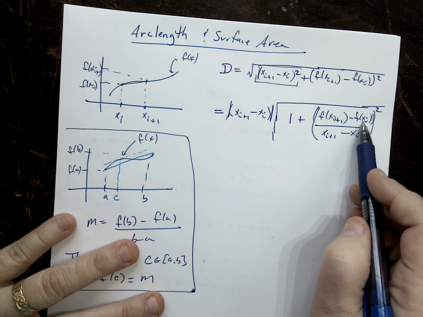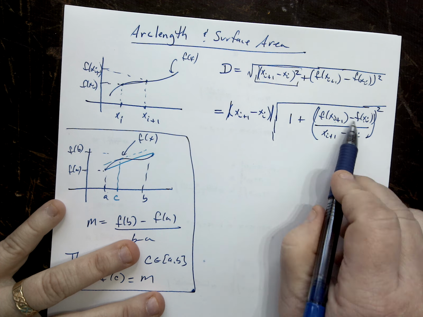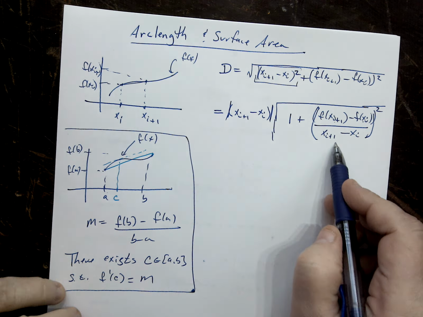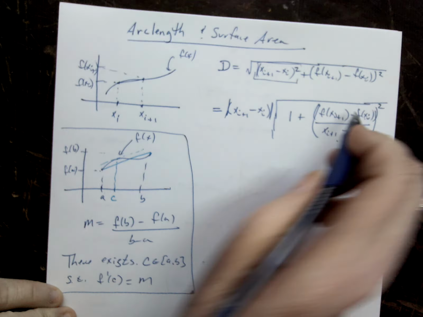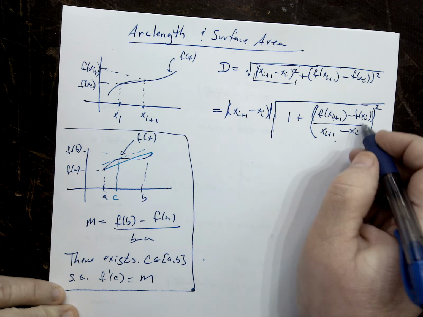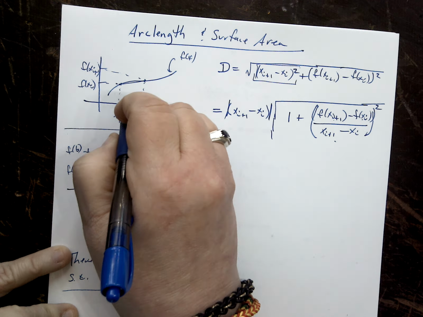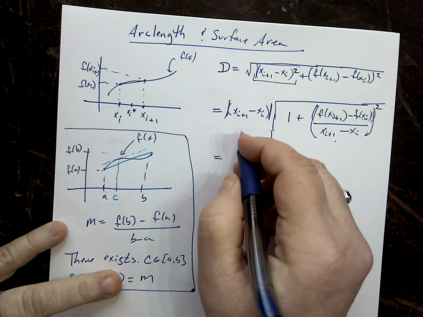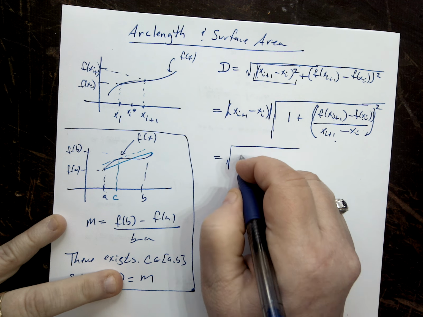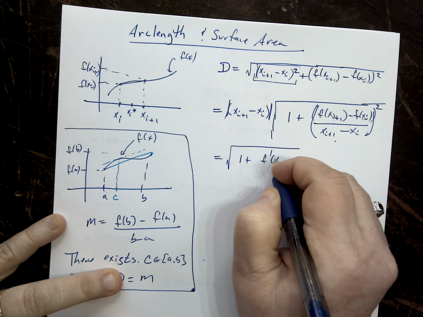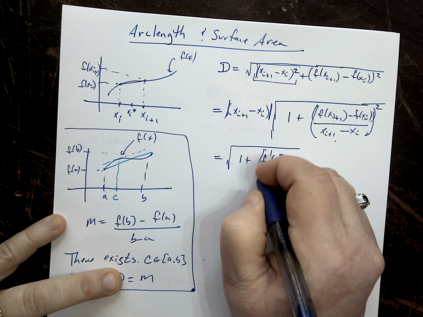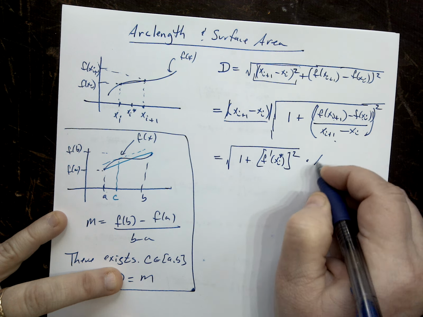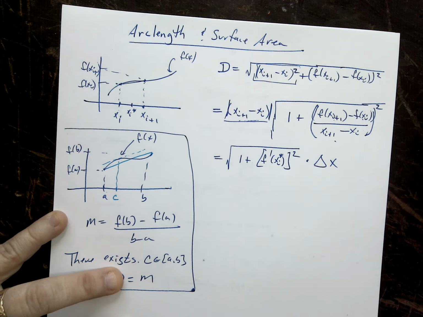So here's my difference in y's over my difference in x's. This is the slope between these 2 points. So by our theorem over here, there's something in between these two where the derivative is equal to this. So we can call this xi star. So I have the square root of 1 plus f prime of xi star quantity squared, and then times this guy, which is our delta x. That's the width of our interval.